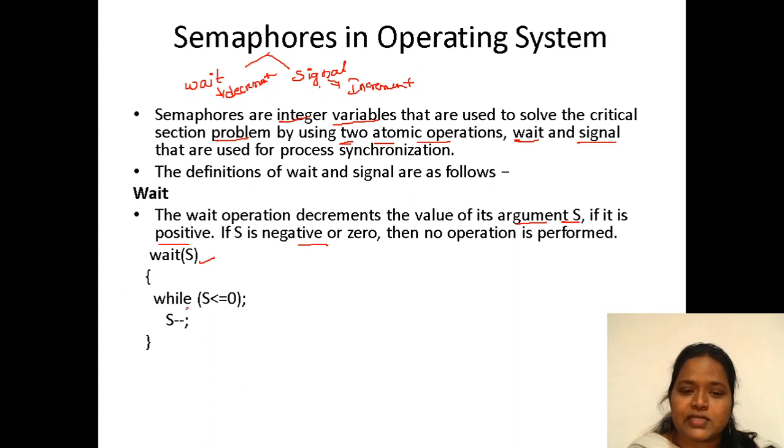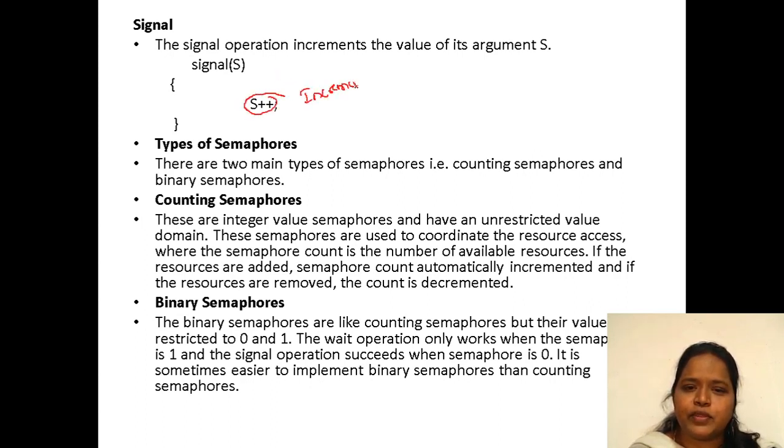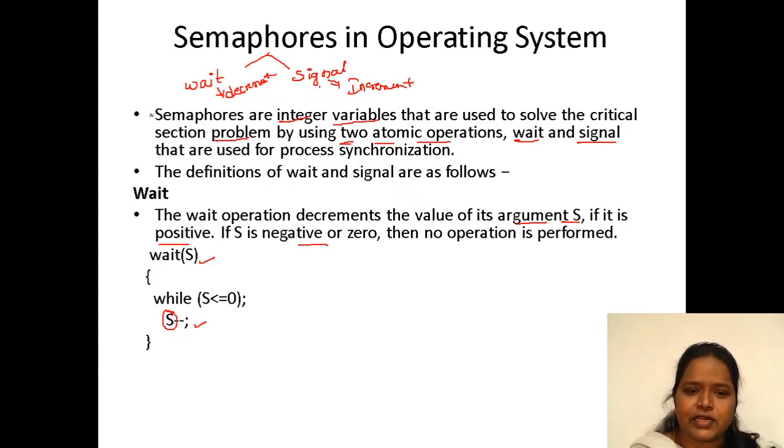So here, when s is less than or equal to 0, the wait loops, and otherwise s, which is a variable, gets decremented. When we have the signal, s is going to be incremented. So we increment in signal and decrement in wait. By making use of these two operations, wait and signal, we achieve a solution to the critical section problem.